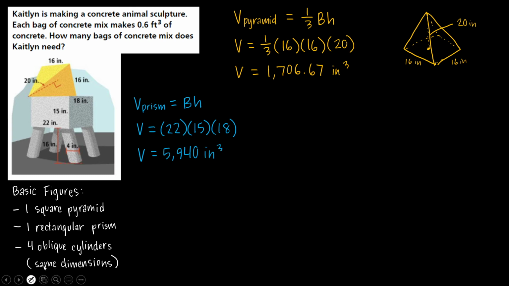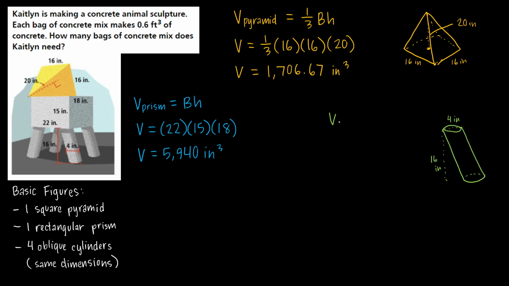So the last figures we need to find the volume for are these oblique cylinder legs. I'm going to redraw one of them. When I find the volume of one, I am finding the volume of all four. I know that the width of one of these legs is 4 inches, so the diameter is 4 inches and the radius is 2 inches. Sorry, I forgot the height here. The height of this cylinder is 16 inches.